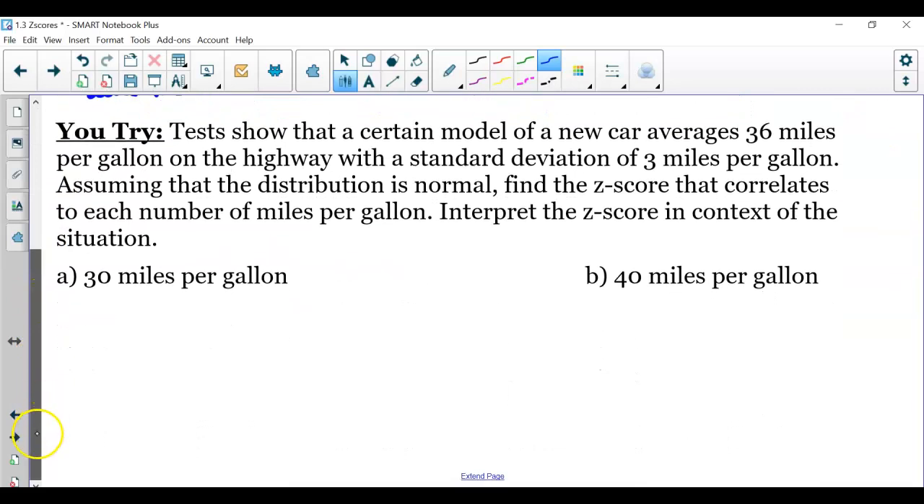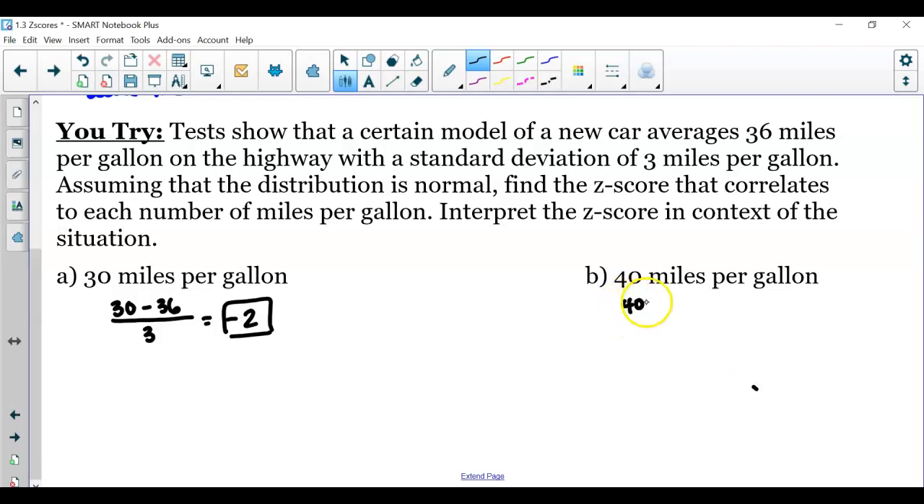So now go ahead and pause the video and try these two for the U-try on your own. And here we go. So you should have set the first one up as 30 minus 36 divided by standard deviation of 3, which gives you a z-score of negative 2, which means that this is 2 standard deviations below the mean. And here, you have 40 minus 36 divided by 3, giving you a z-score of 1.33, or 1.3 repeating, which means again that this is 1.3 standard deviations above the average.